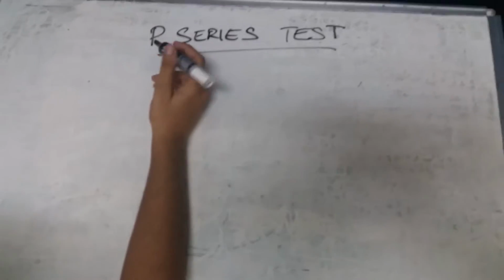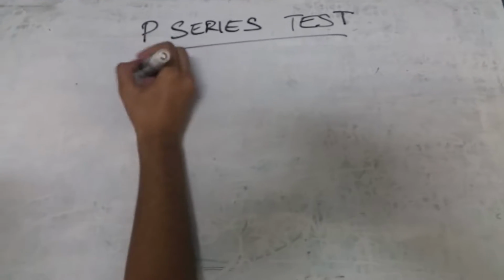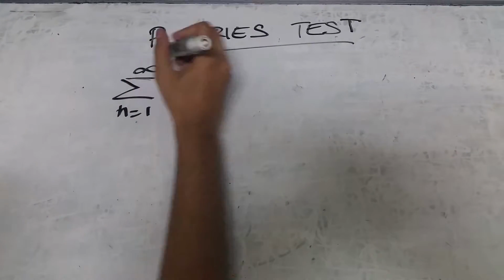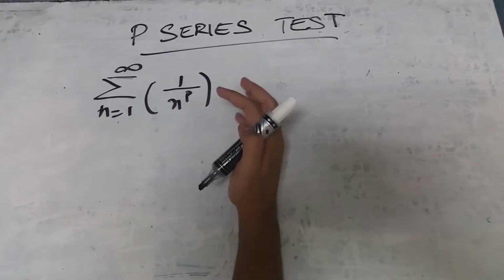So hello everyone, today we're going to talk about the p-series test, and it's quite simple and straightforward. Let's see what it is. You have the summation from n equals 1 to infinity of 1 over n to the power p. Let's see how this is significant.